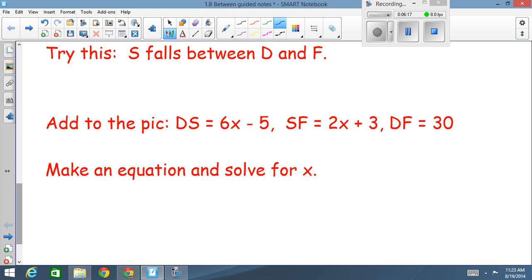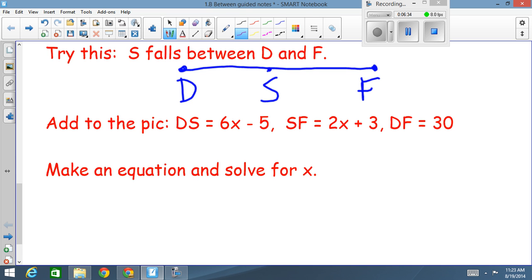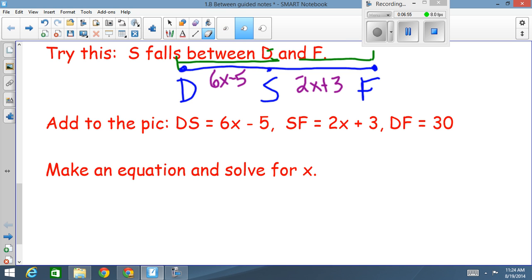So let's try this one real quick. S falls between D and F. Here's D, here's F, S falls somewhere in between. Okay? Segment, point, point, point. It's not exactly in the middle, but it's somewhere between those. Let's add to the picture that DS is equal to 6x minus 5. SF is equal to 2x plus 3. And DF, which is the whole thing from here to here, is a length of 30. Not 36, 30.